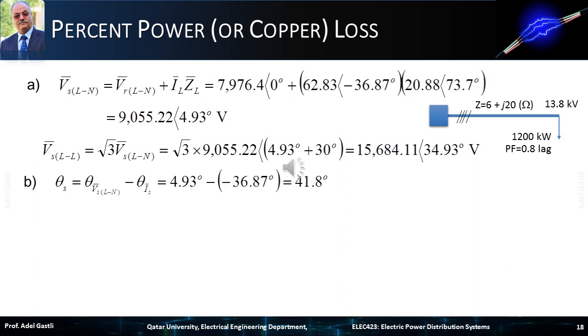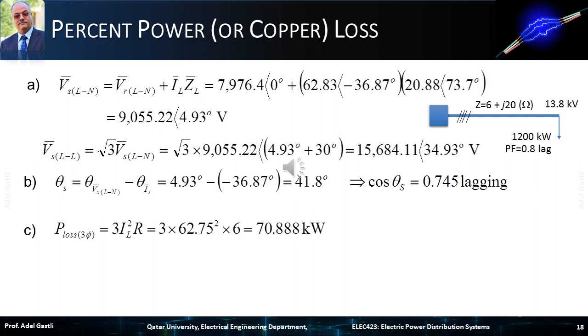The phase angle between the voltage and current at the sending end point is determined by subtracting the phase angle of the current from the phase angle of the voltage, which yields a value of 41.8 degrees. So, the sending end power factor is calculated as the cosine of this angle, that is 0.745 lagging power factor. The power loss is easily calculated using this equation, which yields a value of 70.888 kilowatts.